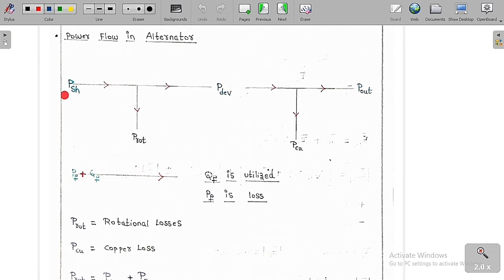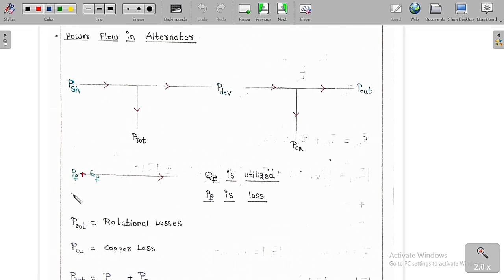This is the input shaft power, this is the rotational losses, and this is the actual electrical power developed. This is the mechanical input, and this is the electrical power developed. There will be some copper losses in the windings, and then we get the output. So the power flow in the alternator is: this is the shaft power, basically the mechanical power, then there is a small amount of rotational losses. Here it is the electrical power developed. Again, there is some copper loss in the winding, and finally you get the output power.